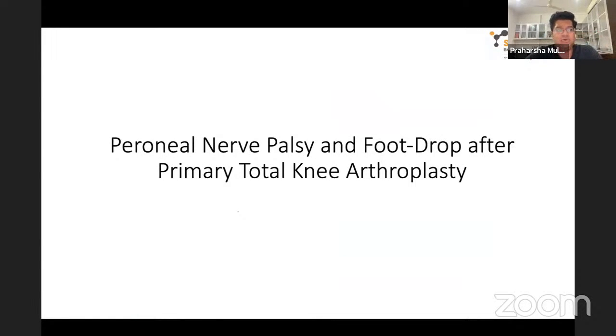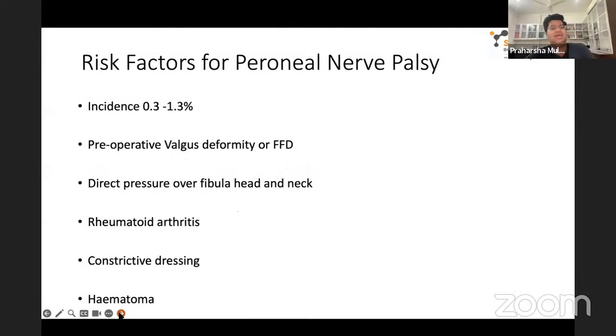Although you will recognize this only in the immediate post-operative period, it is essentially a complication because of whatever is happening intraoperatively. So where do we deal with these common peroneal nerve palsies? Again, it has an incidence of around 1 to 2% based on literature. Some larger studies have shown 1.3%. The main risk factors are preoperative valgus deformities, and even in the cases where you have fixed flexion deformities.